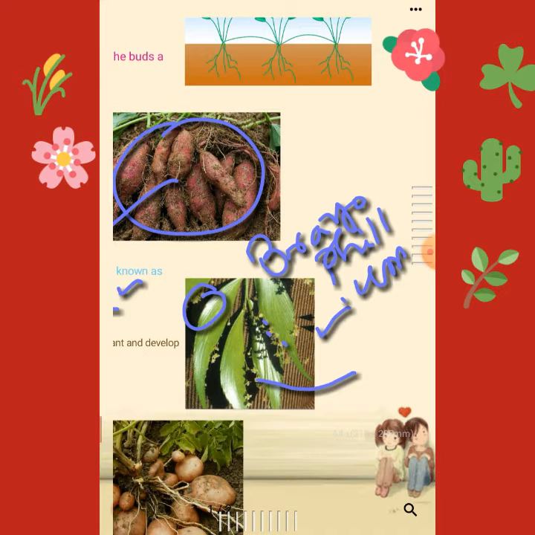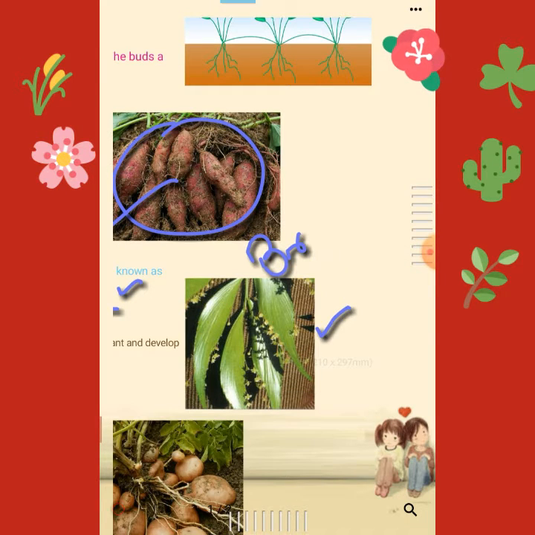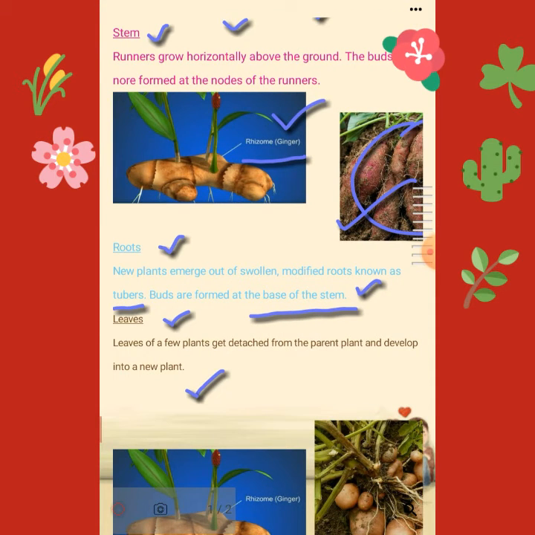How is it possible naturally? Naturally, when the leaves become older and they shed from the parent plant, these leaves which are carrying the buds come in contact with the soil. As the buds are having the ability to regrow, a new bryophyllum plant can be produced from the parent plant. So leaves of a few plants get detached from the parent plant and develop into a new plant.